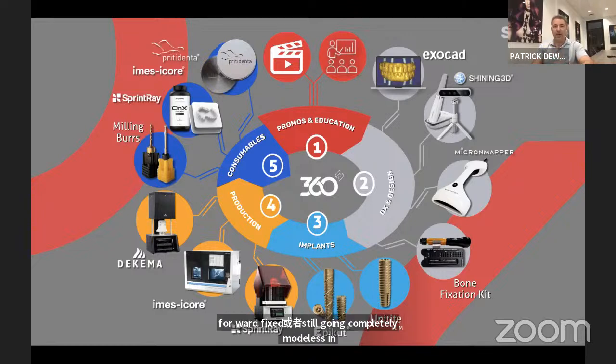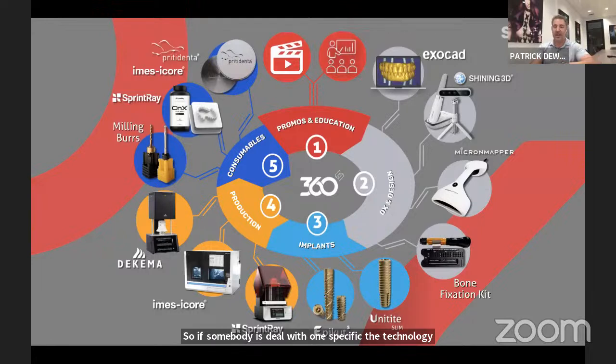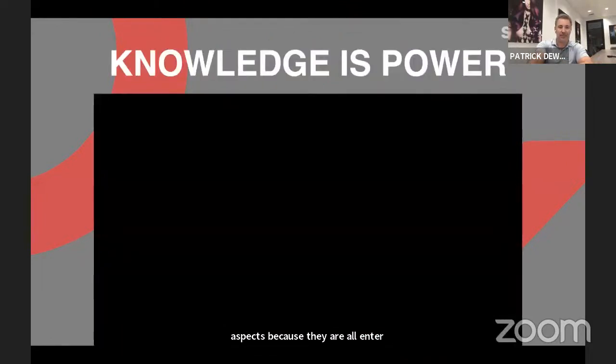So this image here is our ethos. This is all the products that we sell, train, and support on. So if somebody is dealing with one specific piece of technology, which may be photogrammetry, we can help them with all aspects because they are all interconnected. So this is SIN 360.